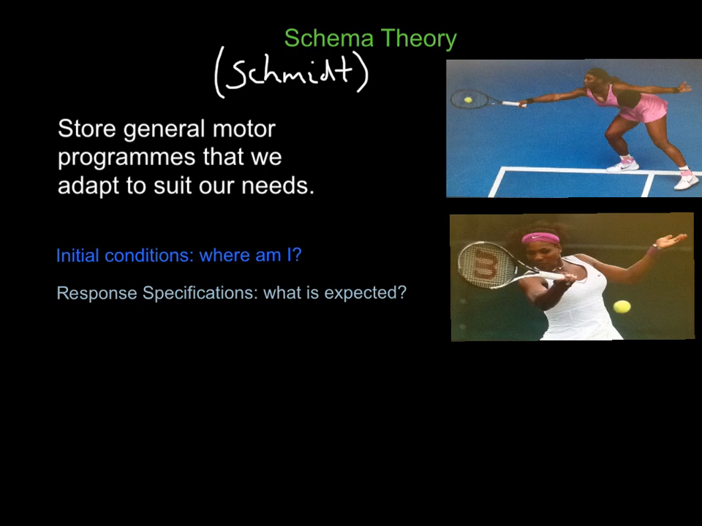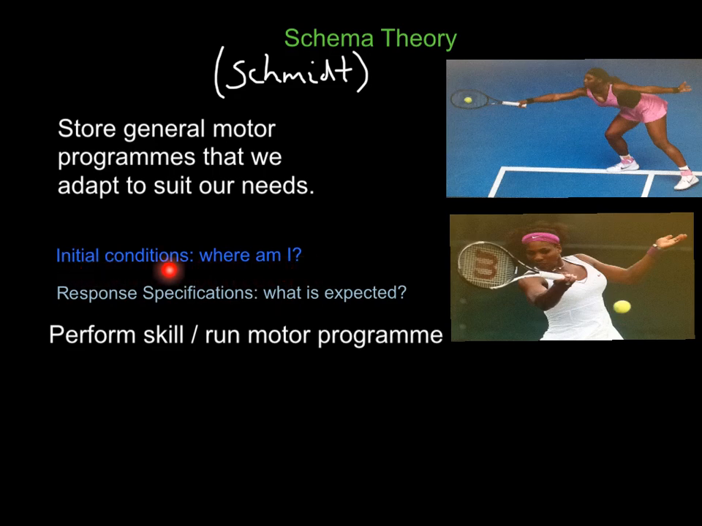Okay, now here's the crucial thing. What do you do after these 2 phases? Well, what you do is you do the movement. So I'm leaving that in slightly bigger writing to emphasise that fact. So what's happened is, Serena Williams, where am I? What are my initial conditions? What is expected of me? She's then decided how she's going to adapt the motor program, and then she's run it. Okay? So she's hit the ball. She's now struck the ball off the racket.